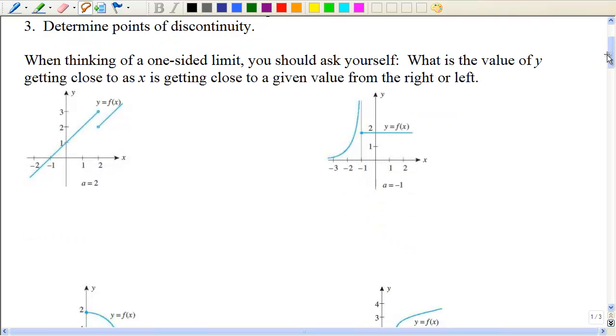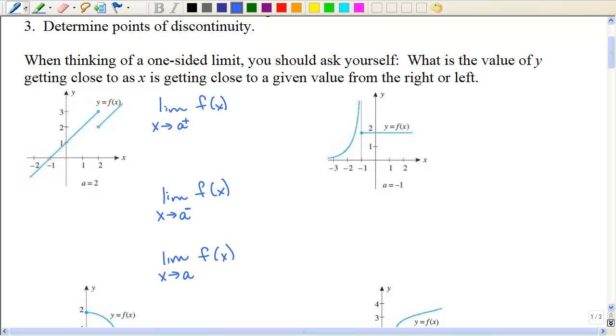Alright, we have some different kind of notation. On these first graphs, we are asked to find the limit as x approaches a from the right-hand side. That's what that little plus sign means, of f of x. Then we're asked to find the limit as x approaches a from the left-hand side. That's what the negative means. And then we're asked to find the limit as x approaches just a, which is what we did in the previous section. So we have to look at the right and the left.